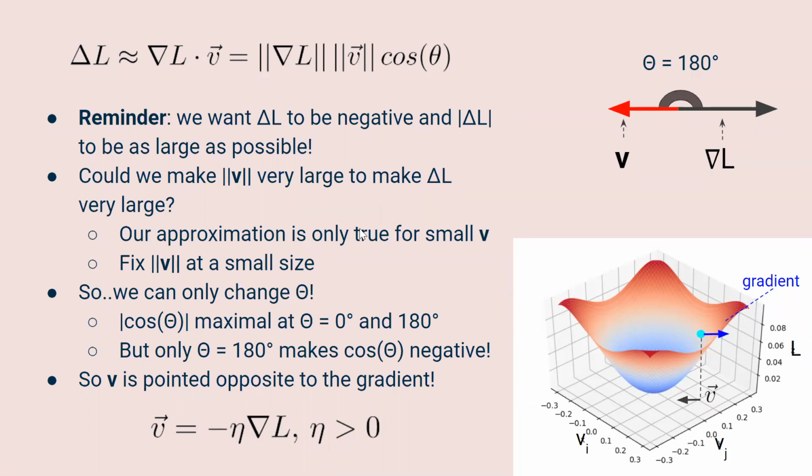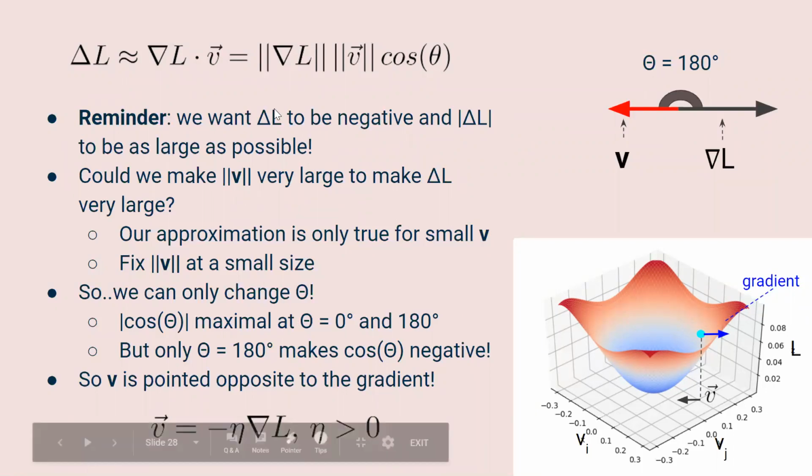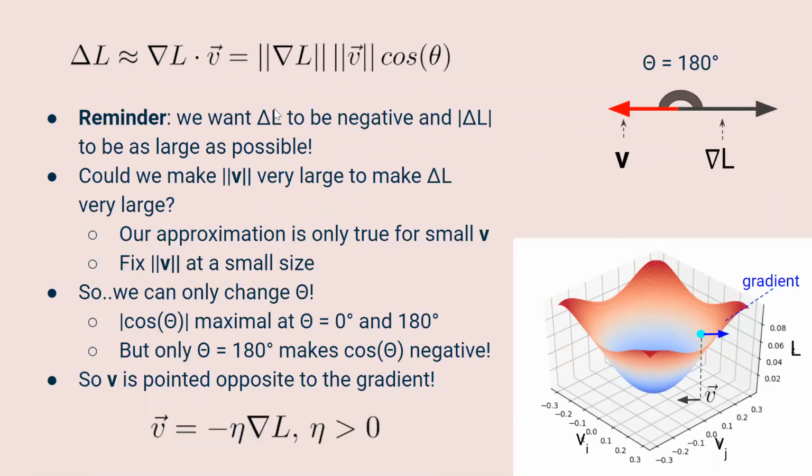So to accomplish part of our reminder, the magnitude of delta L to be as large as possible, there are two angles that achieve that, because the range of cosine, remember, is -1 to 1. The largest and smallest points are at theta equals 0 and 180 degrees. But we want our delta L to be negative because we want our loss to be decreasing. So there's only one logical choice. It has to be cosine of 180 degrees because that's -1.